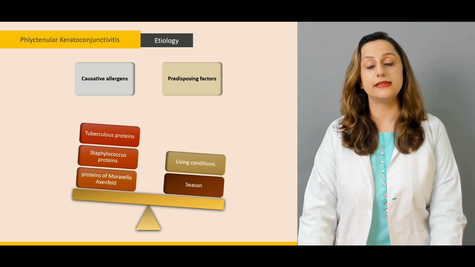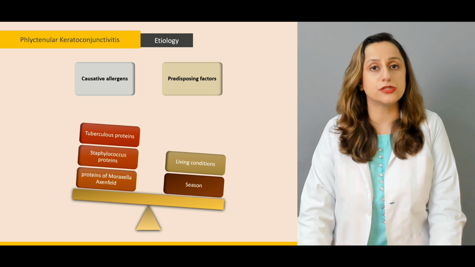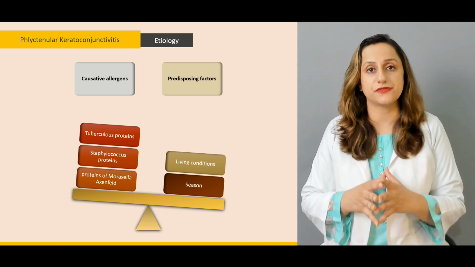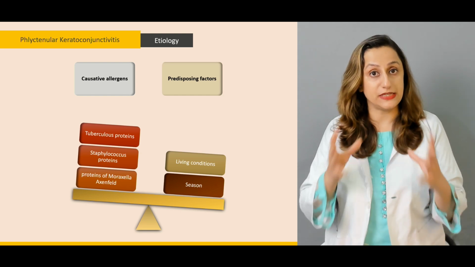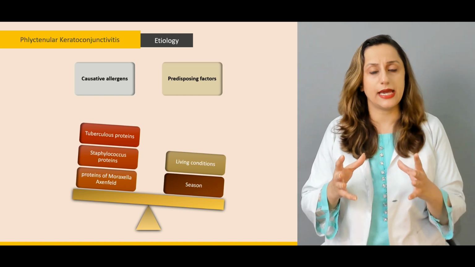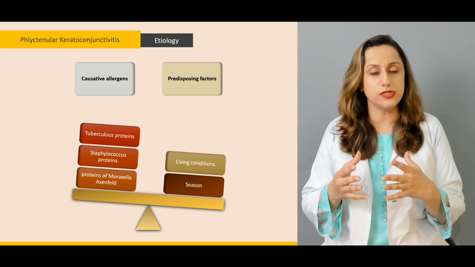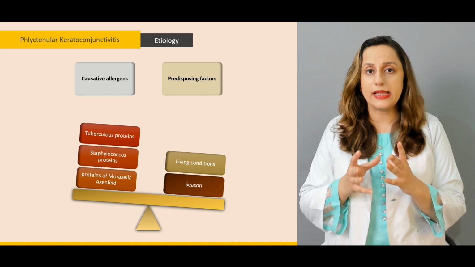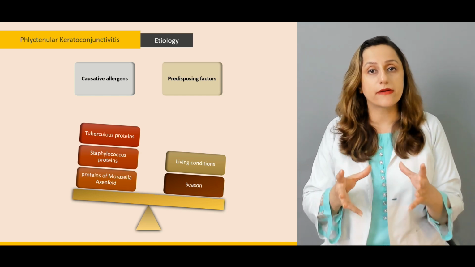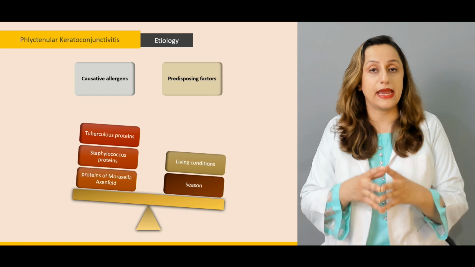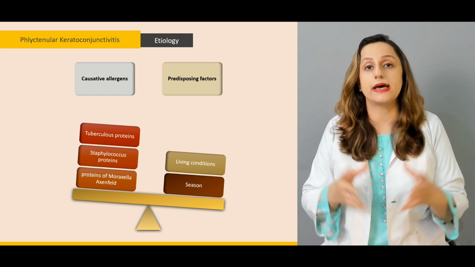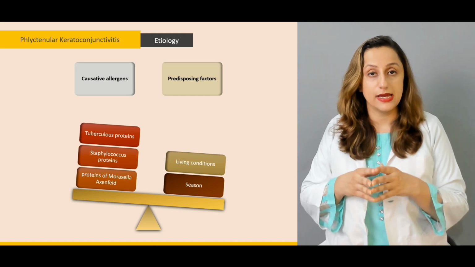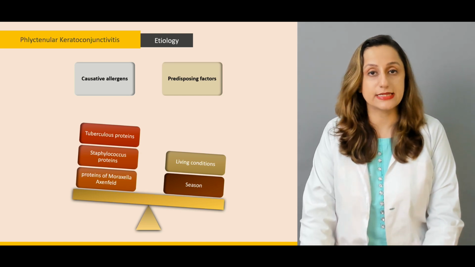Now, what do we mean by the living conditions? Usually the patient who would come to you when you are suspecting this kind of phlyctenular conjunctivitis would be a female. Usually the age group would be 3 to 15 years old, a malnourished, underweight child, living in an overcrowded area or environment which has poor ventilation. So these would be the predisposing factors whenever you come across this kind of patient.